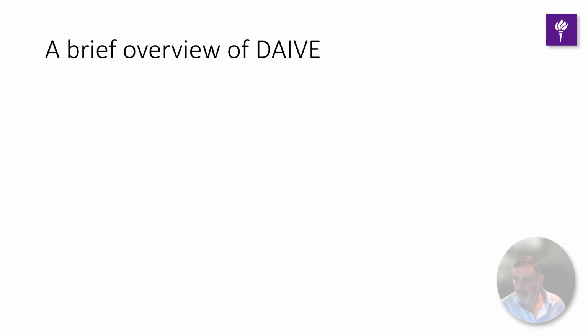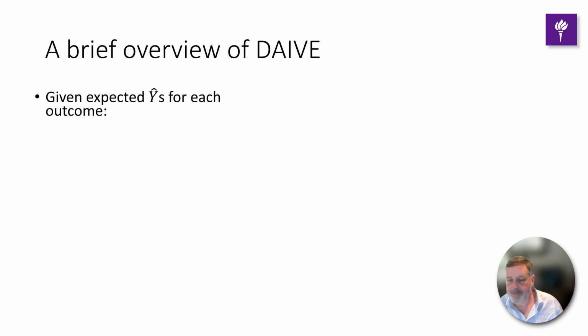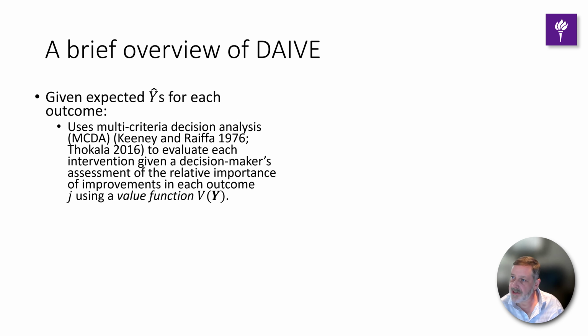So continuing with the brief overview, if we have expected Y hats for each outcome from this process, we then will use multi-criteria decision analysis, which is a field that dates back explicitly to Keeney and Raiffa's work in the mid-1970s and has become a very important part of health technology assessment evaluation and evaluation of policy options in a variety of fields to help evaluate an intervention's beneficial and not so beneficial attributes given decision makers' assessment of the relative importance of those attributes. In this case, the different types of outcomes under consideration.